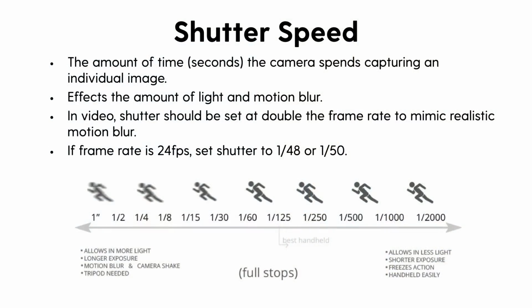Shutter speed: the amount of time, measured in seconds, the camera spends capturing an individual image, affects the amount of light and motion blur. In a video environment, because you can do it differently in photo, shutter should be set to double the frame rate to mimic more natural motion blur. So if the frame rate is 24 frames a second, set shutter to 1/48, or 1/50 if it doesn't let you select 1/48.